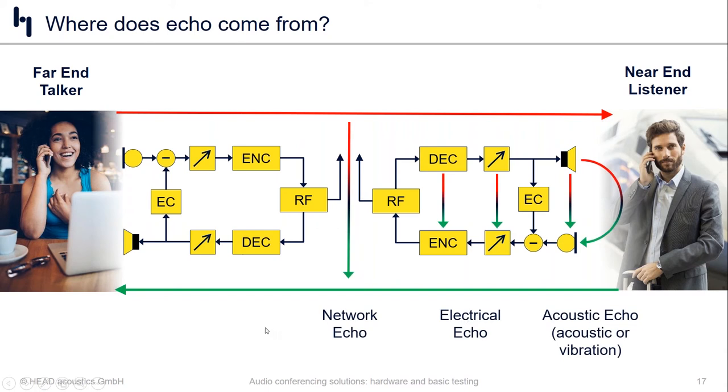Now, what's going to happen is that there are multiple potential paths where echo could show up, and the lady could be hearing her own voice or some other noises as a result of poor echo canceller performance or network performance. So the first one is there could be some echo artifacts showing up in the network or during the transcoding effects on the device, on the near-end device. We could have other electrical paths. And then, of course, the one that we're generally most concerned about is the acoustic echo. And when I say acoustic echo, it really also could be structurally introduced, so vibration echo.